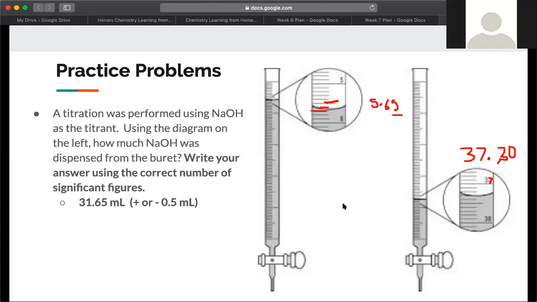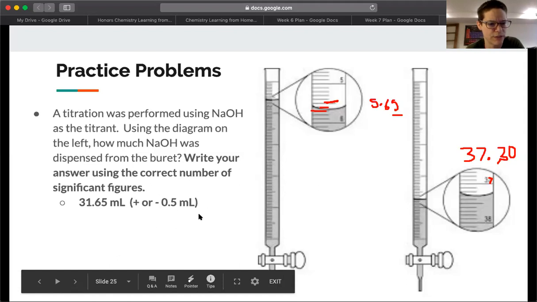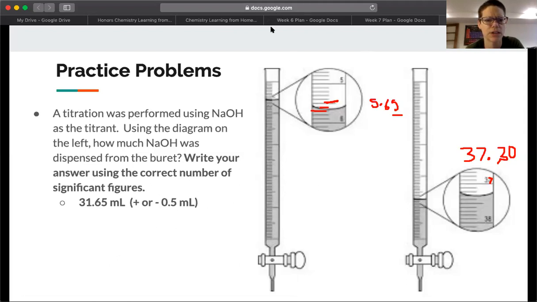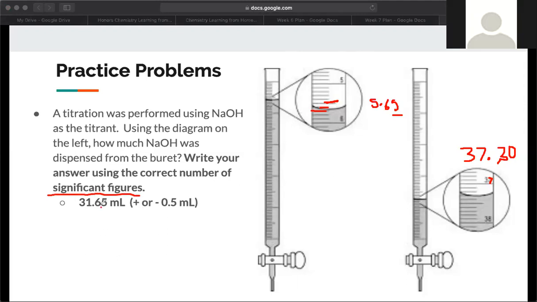What's the plus or minus 0.5 milliliters? So I think they meant plus or minus 0.05 milliliters, because this was a question where they were asking for correct sig figs. And so the sig fig is actually in this last decimal spot. So that should be 0.05. But that's what that is.